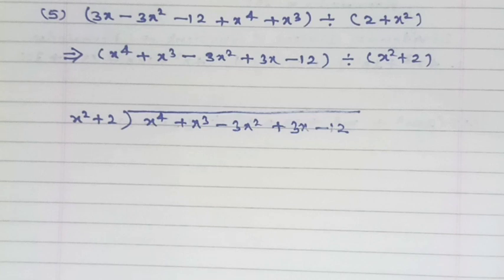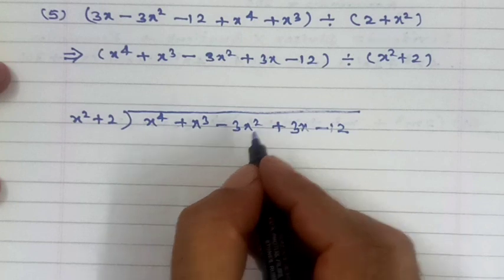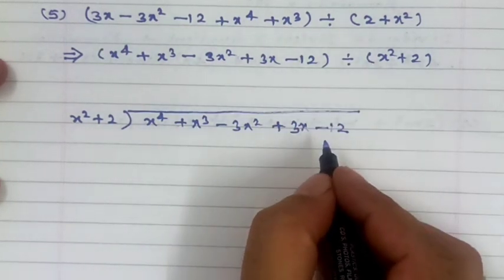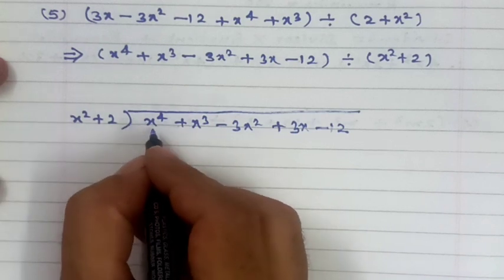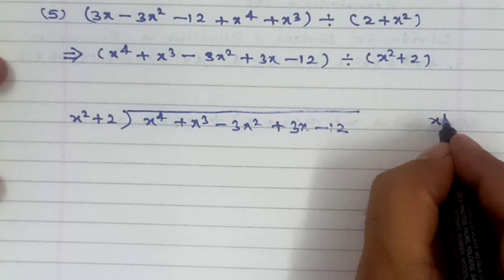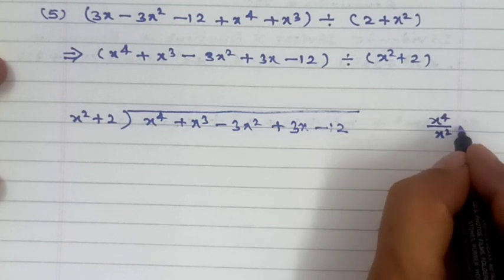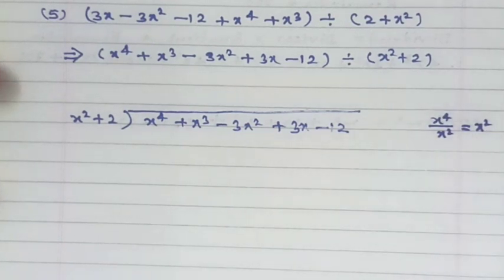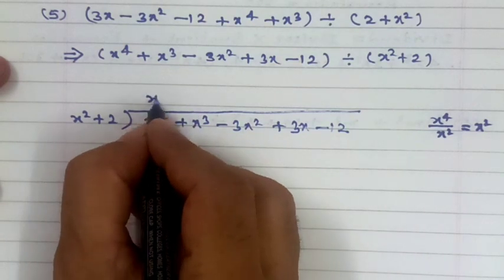My dear students, whatever I have done, DMS, you can do orally also if you can. Now x raised 4 and x square. So x raised 4, when you divide by x square, you get x square. So write down here x square.